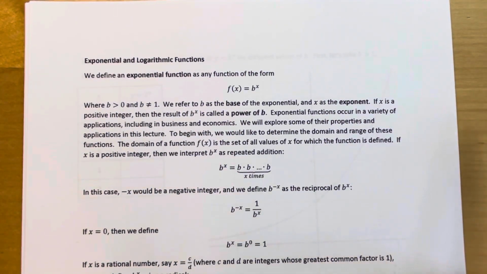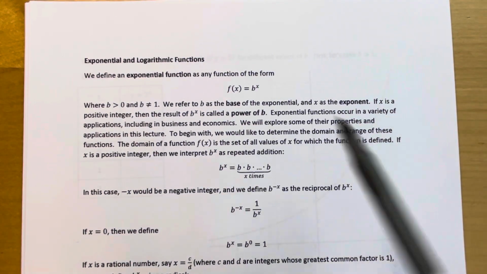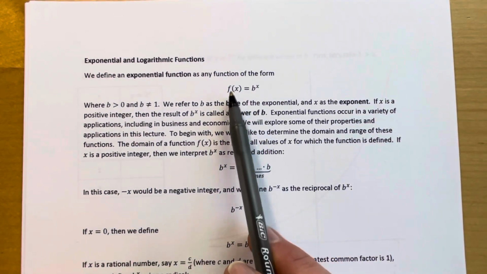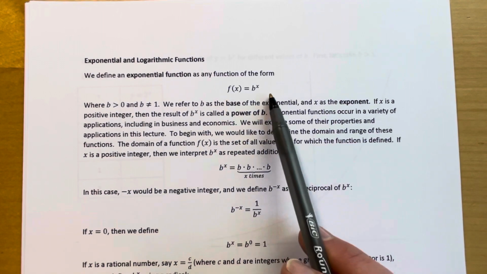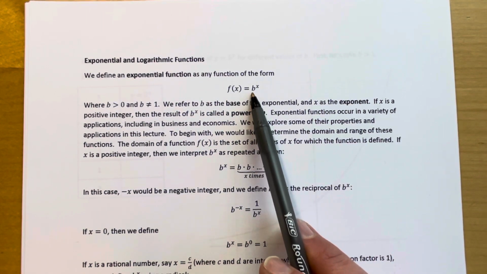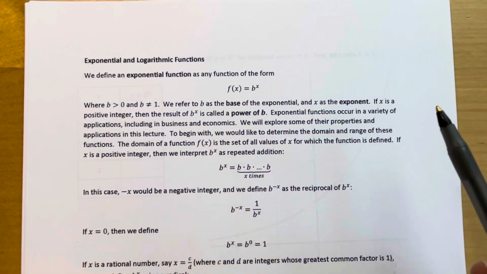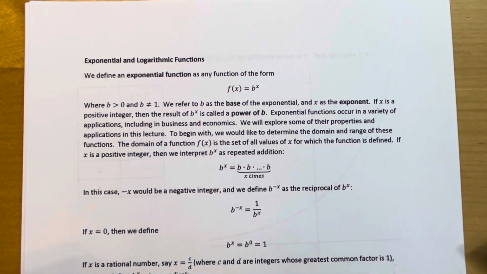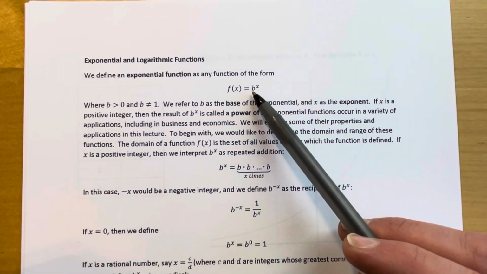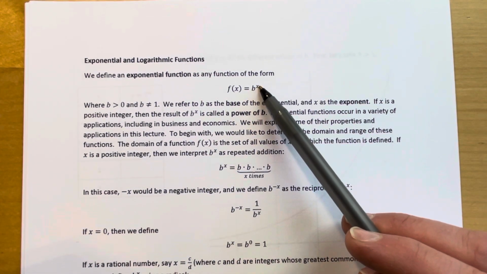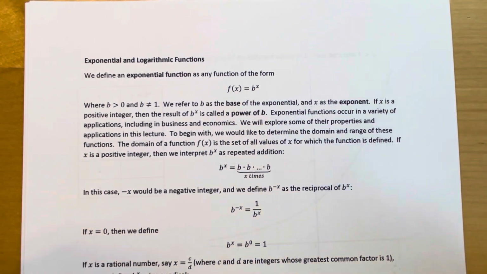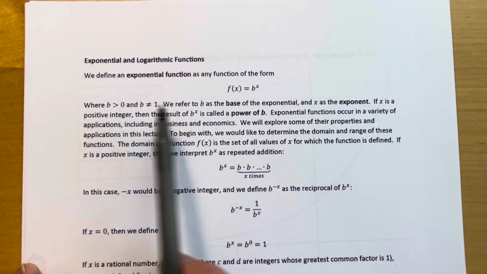Let's start with the topic of an exponential function. An exponential function is any function that has this form: f of x equals some constant b to a variable power x. These are different from power functions, where the variable is here and the constant is here. Don't confuse this with a power function. Those are two different things, but we will deal with power functions a lot in this course as well.